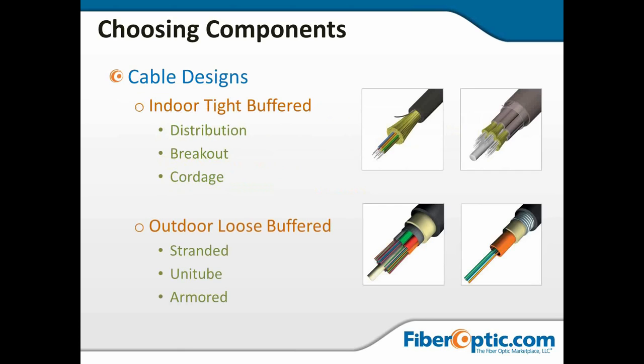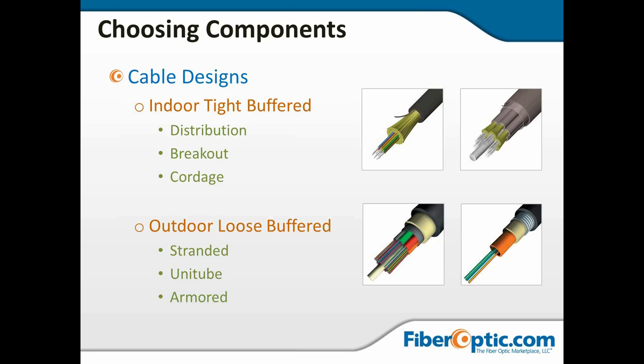So, cable designs. Now we've talked about the hardware components, but now let's talk about how we connect the dots. We've got different types of cable designs. We're talking about how we bundle up the individual fibers. Our indoor cables, as you can see from the top two drawings, are going to be our distribution, breakout, and cord. Now the upper left-hand picture is distribution cable.